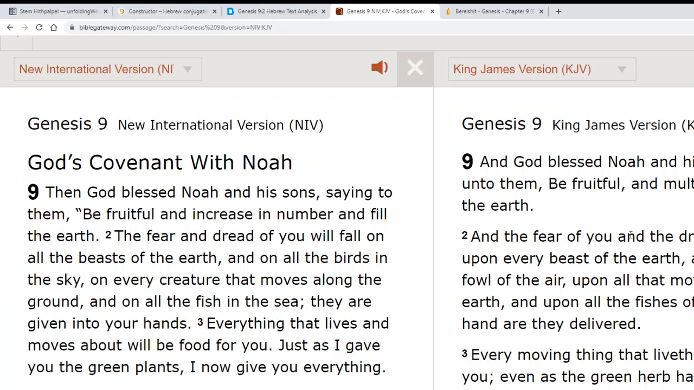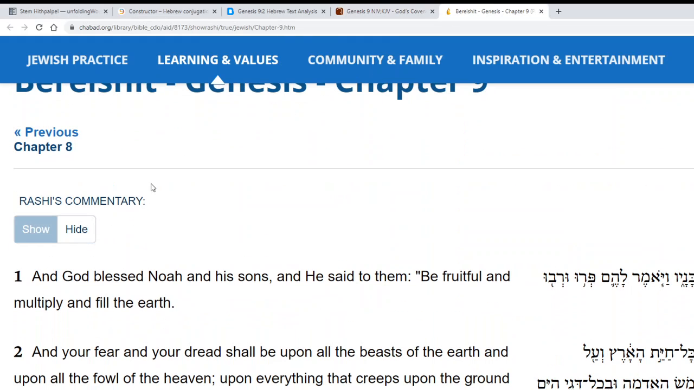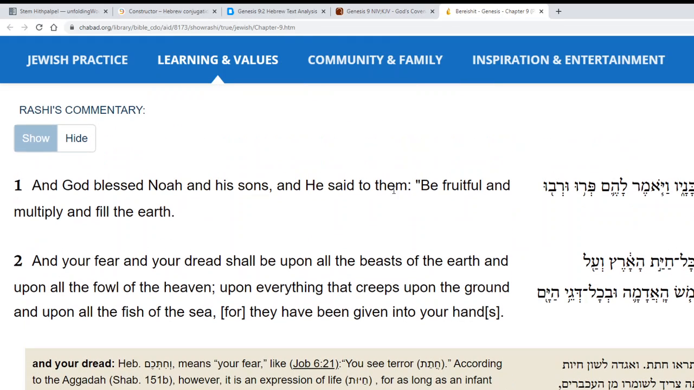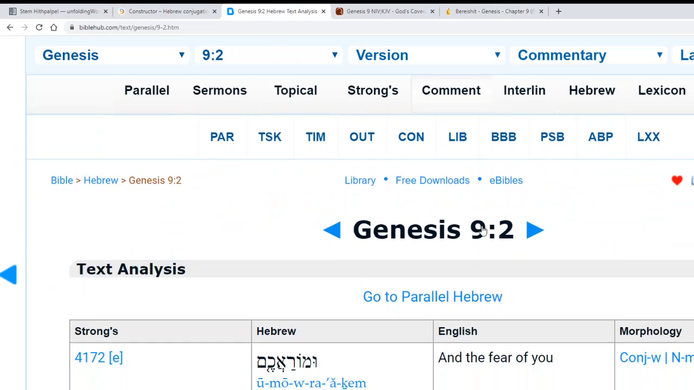And let us go and look at the King James Version. And God blessed Noah and his sons, and said unto them, be fruitful and multiply and replenish the earth, right? So, u mil'u they're translating as replenish. NIV: Then God blessed Noah and his sons, saying to them, be fruitful and increase in number and fill the earth. So they're translating the conjunctive vav as a then. That is a more literal translation. Let's see what Chabad does with it. And God blessed Noah and his sons, and he said to them, be fruitful and multiply and fill the earth. Right? Pretty standard stuff.